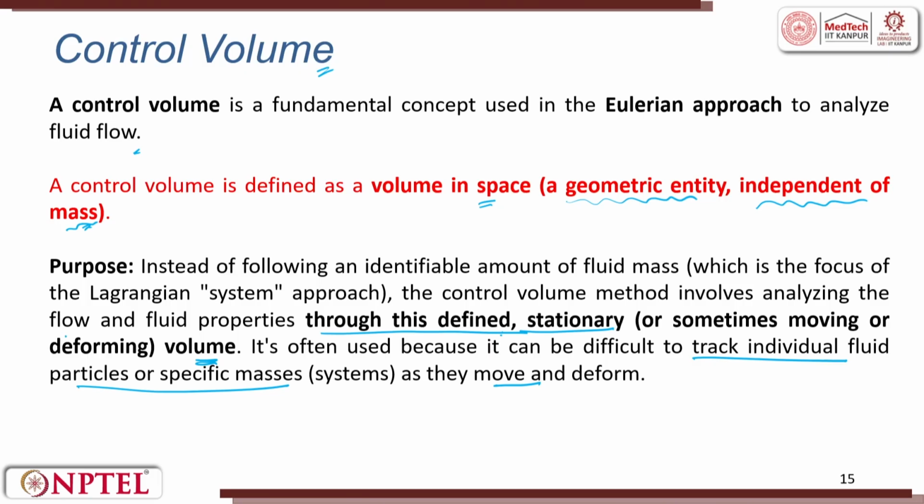So when the fighter plane moves in the sky, once it exits, it leaves back a straight line. And over a period of time, this gas which exits out gets diffused slowly in the atmosphere. So till that time it is getting diffused, you can track its path. Moment it diffuses, you cannot. So that's why it is often used, because it can be difficult to track individual fluid particles or specific mass as they move and deform. Okay. So this is what we are trying to see.